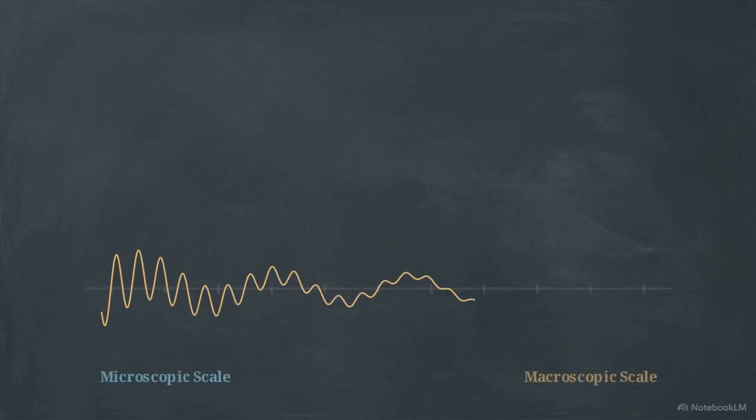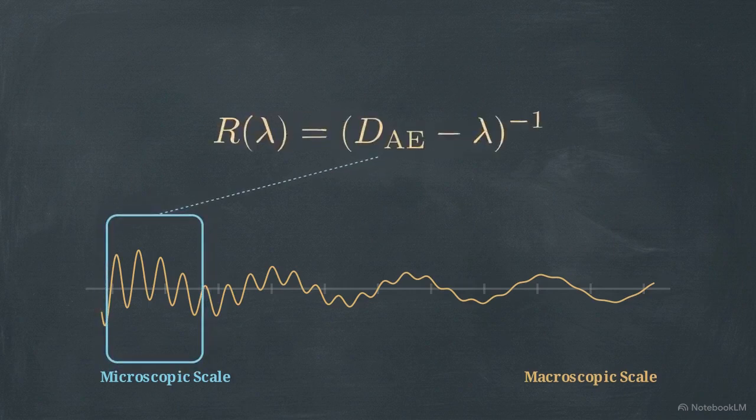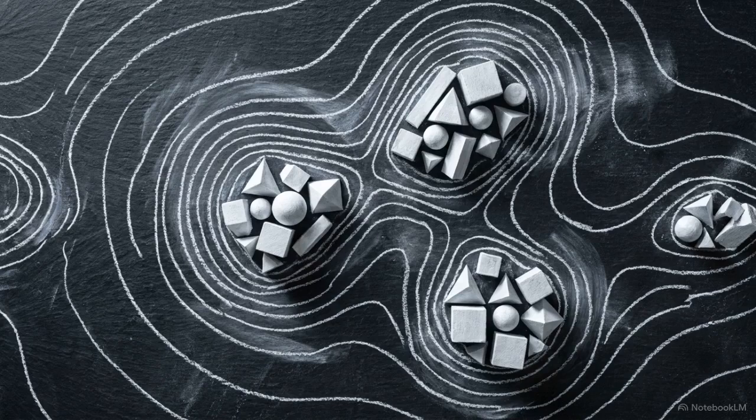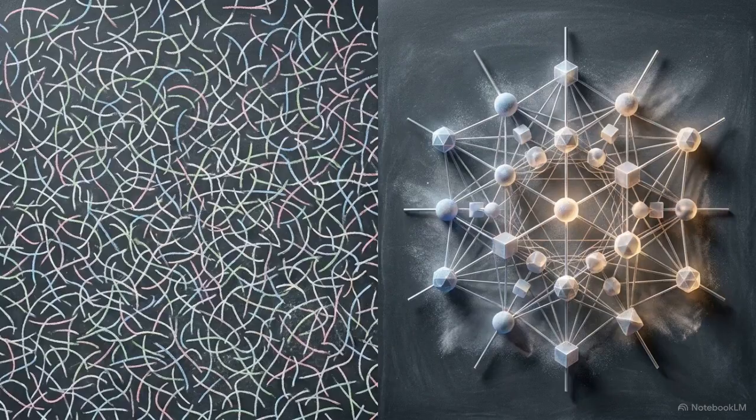We track the stability of the Dirac A operator across different physical sizes using a mathematical tool called the resolvent. By mapping the renormalization group flow, we can trace how these coherent structures reorganize themselves, moving from microscopic quantum scales all the way up to macroscopic cosmological scales.